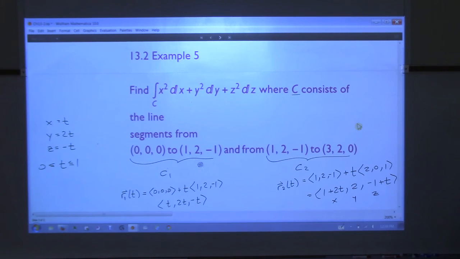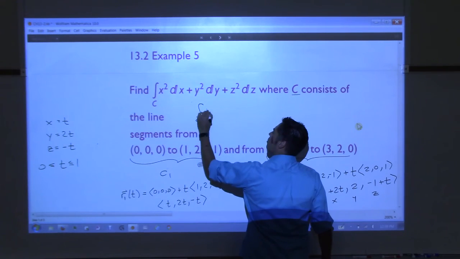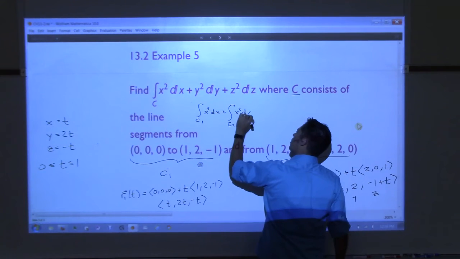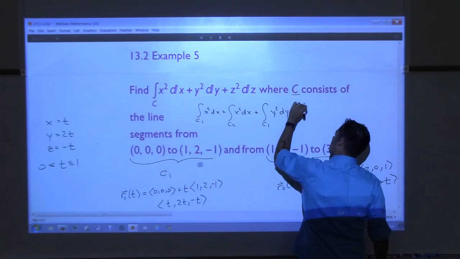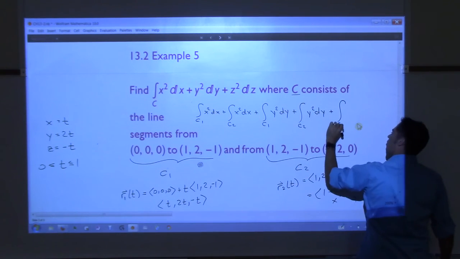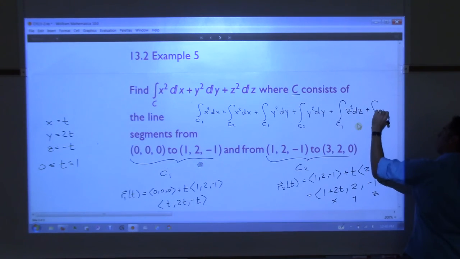It's going to be 6 integrals. It's going to be the integral over C1 of x squared dx plus the integral over C2 of x squared dx plus the integral over C1 of y squared dy plus the integral over C2 of y squared dy plus the integral over C1 of z squared dz plus the integral over C2 of z squared dz.